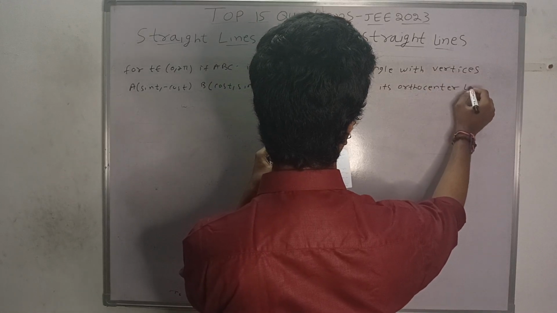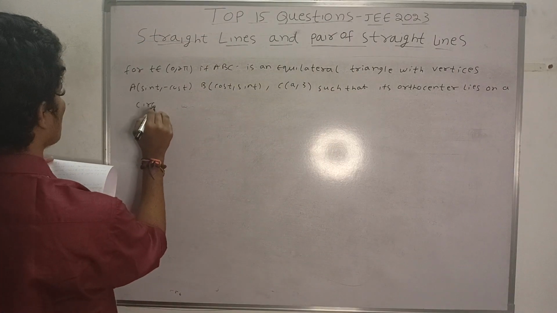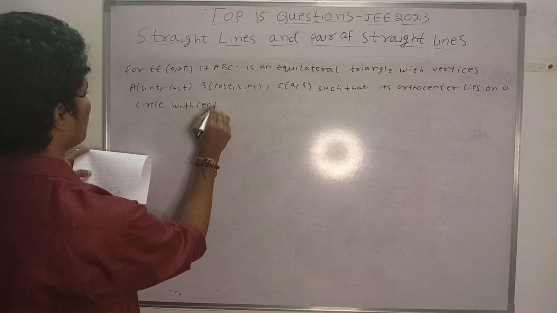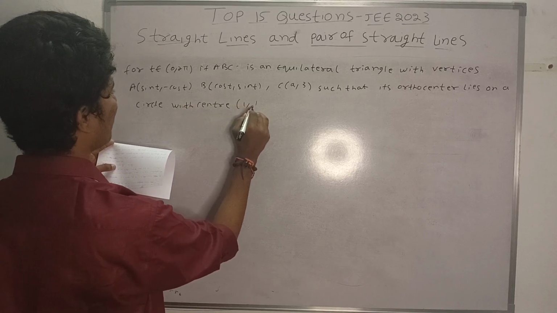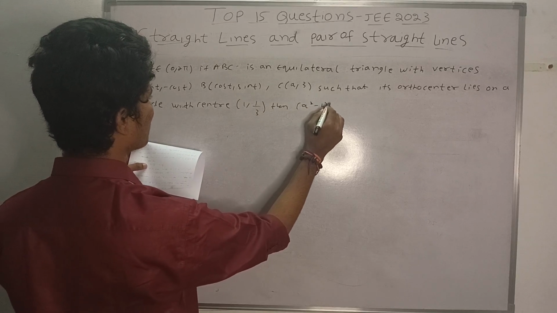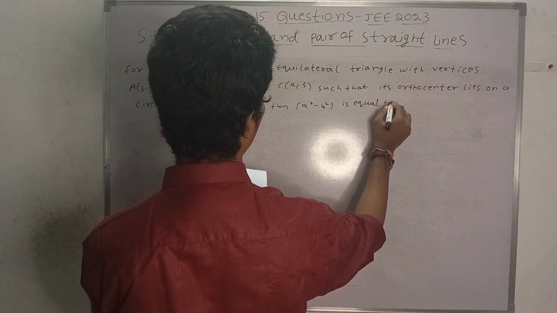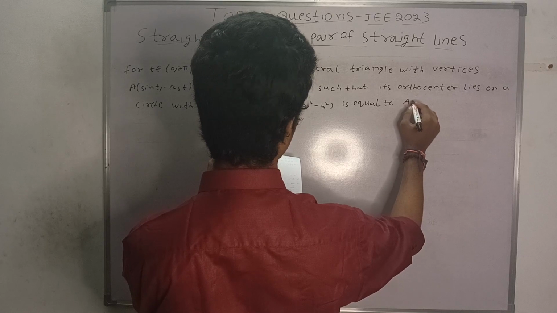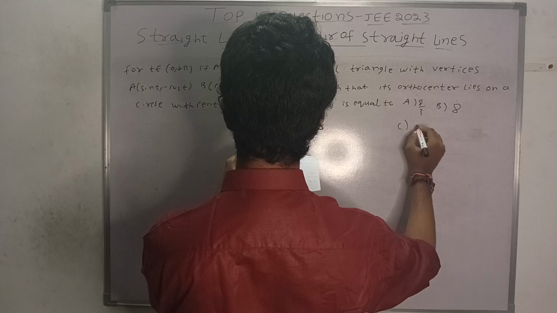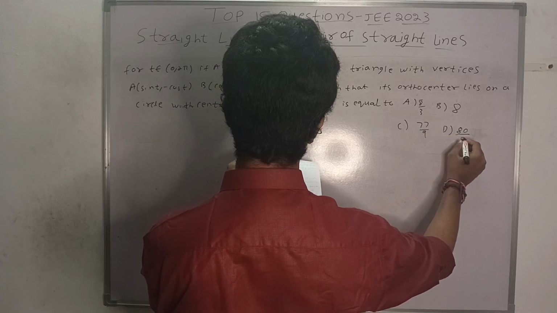its orthocenter lies on a circle with center 1 comma 1 by 3, then a square minus b square is equal to? First option is 8 by 3, second option is 8, third option is 77 by 9, fourth option is 80 by 9.